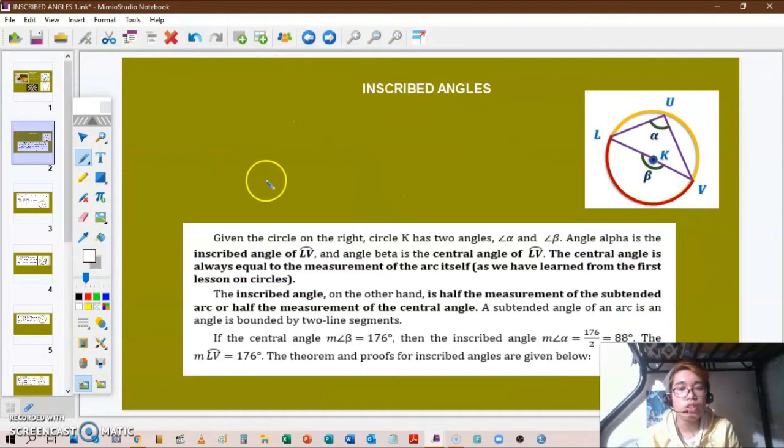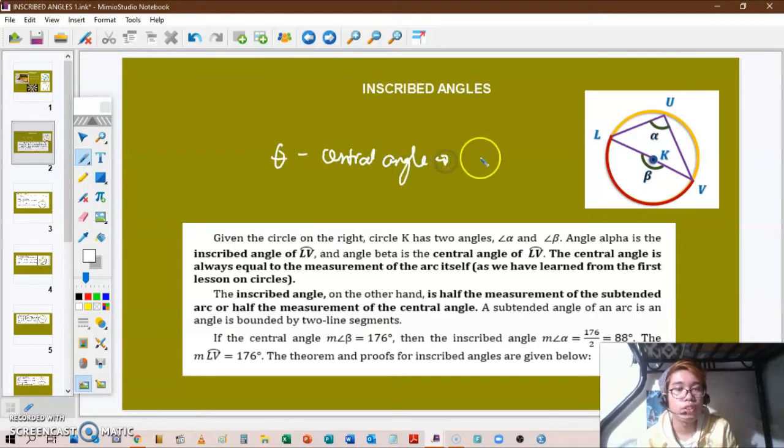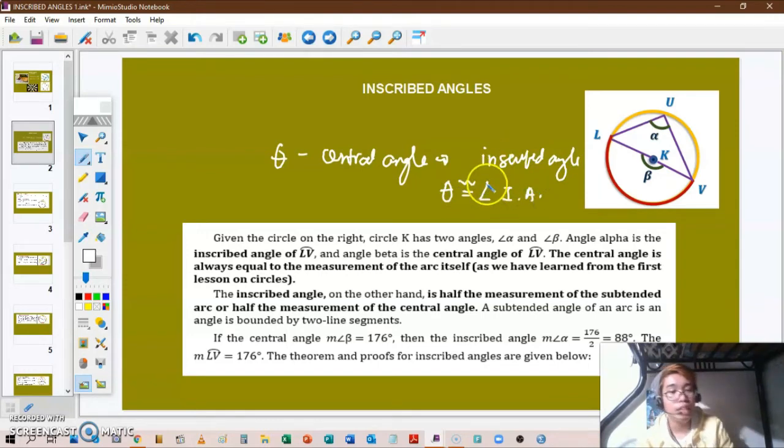Given the circle on the right, circle K, and the two angles alpha and beta: angle alpha is the inscribed angle of LV, and angle beta is the central angle of LV. The central angle is always equal to the measurement of the arc itself. If theta is a central angle, then the inscribed angle is congruent to it.